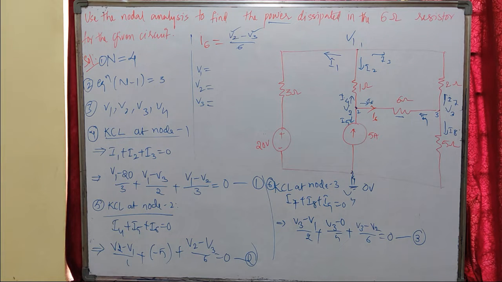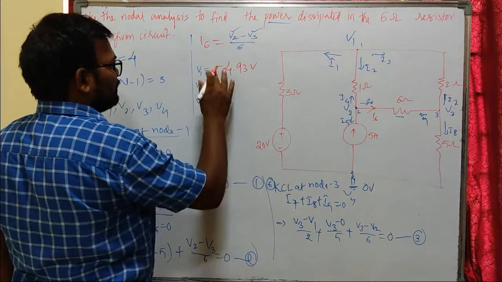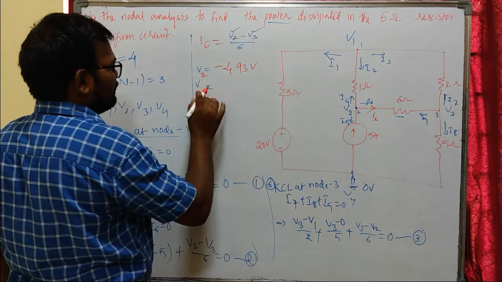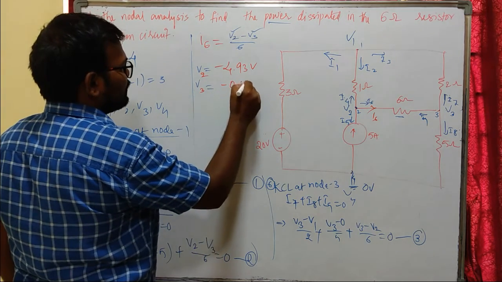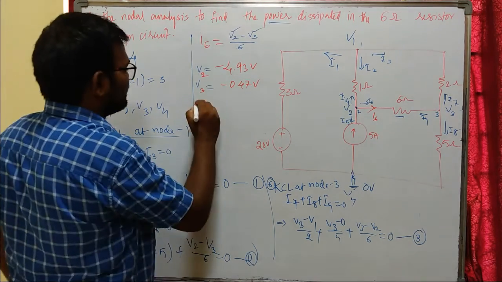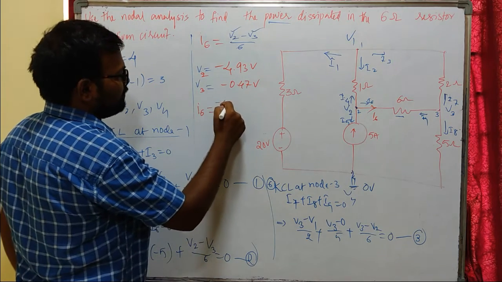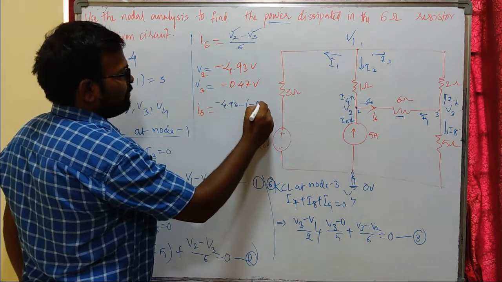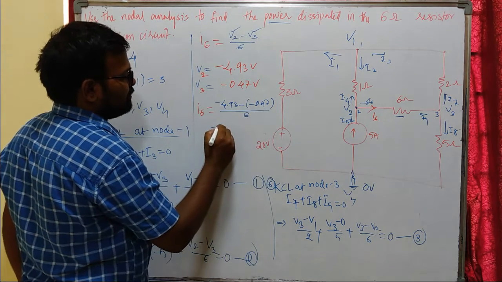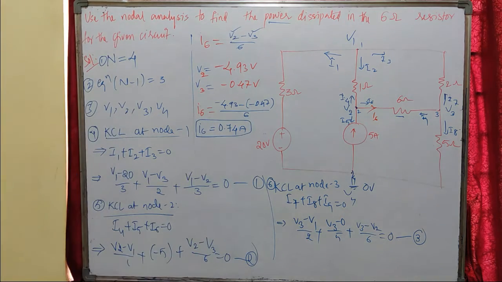V2 is equal to minus 4.93 volts. This is the value of V2. V3 will be minus 0.47 volts. So these are the values: minus 4.93 is V2 and minus 0.47 is the value of V3. Substituting these values, I6 will be equal to minus 4.93 minus of minus 0.47, divided by 6, that will be 0.74 amperes. I6 is 0.74 amperes.